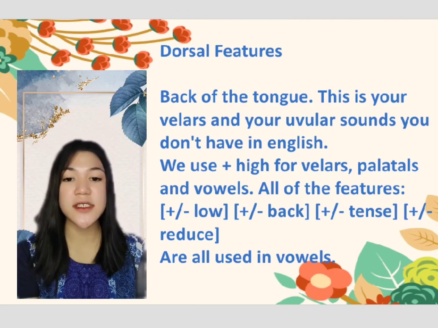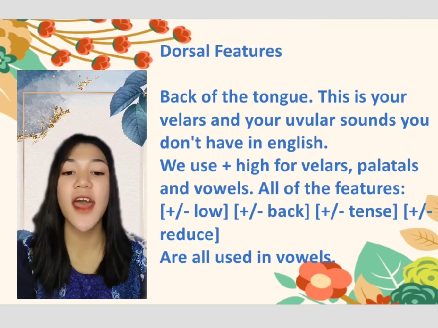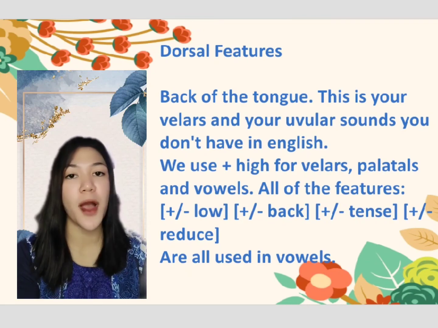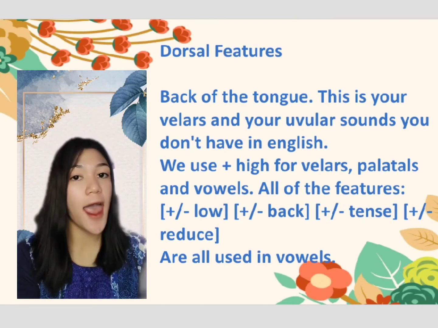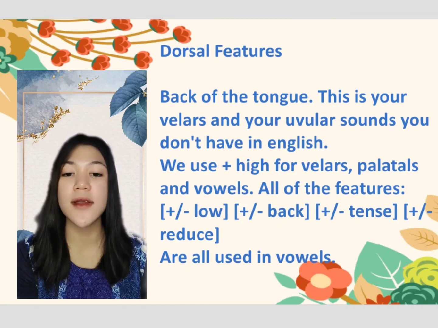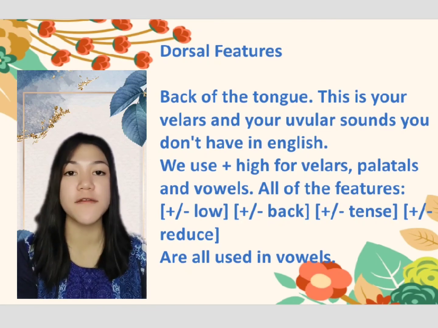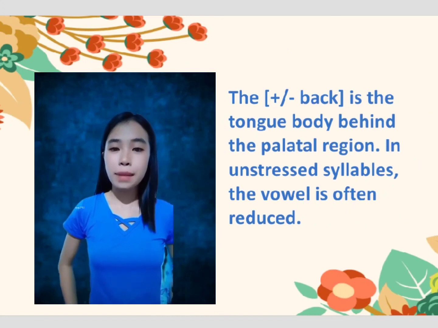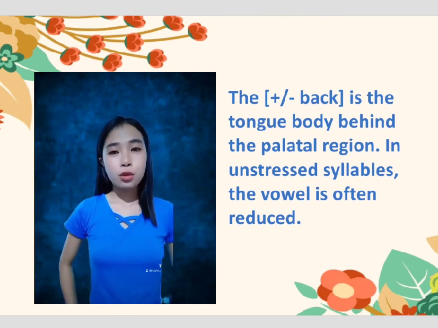So if it's plus high, that means the tongue is pushed towards the roof of the mouth, like k and n. Tongue moves back and up towards the roof of the mouth. The plus minus back is the tongue body behind the palatal region. In unstressed syllables, the vowel is often reduced.